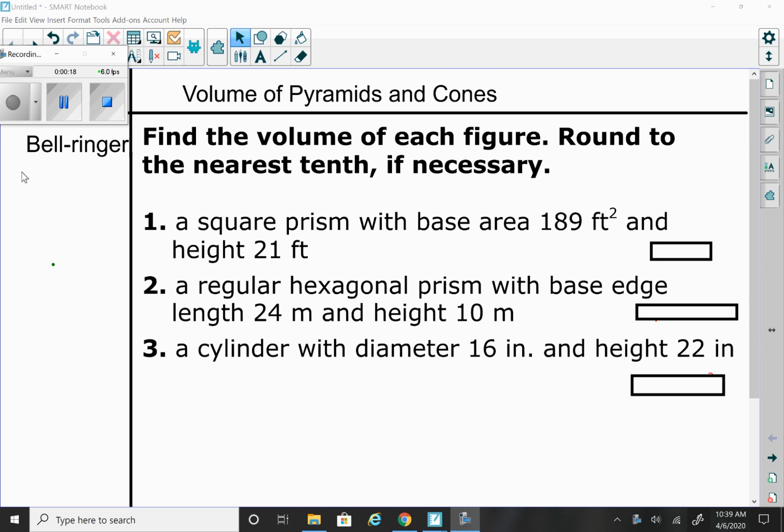Remember that the general formula for volume of our 3D shapes is the area of the base times the height. So in some problems, like the first one, they'll actually give you the area of the base. But in some of the other problems, you have to actually calculate the area of the base and then multiply it by the height. So again, volume is base times height. Go ahead and pause the video and see if you can come up with the volume of these three shapes.